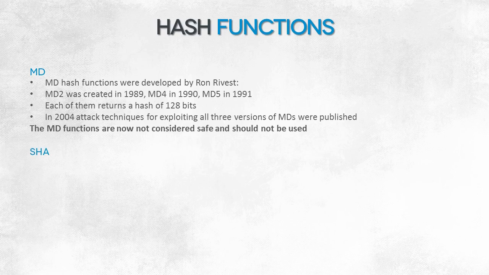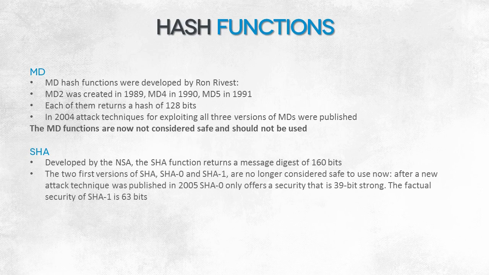Another option is using the SHA family of hash functions. They were developed by the NSA. The hash that's returned is quite a bit longer at 160 bits. The first of the SHA hash functions, SHA-0 and SHA-1, are not secure. Since their publication, they've been shown to be susceptible to attacks. The security of the former is 39 bits, while the security of the latter is 63 bits.